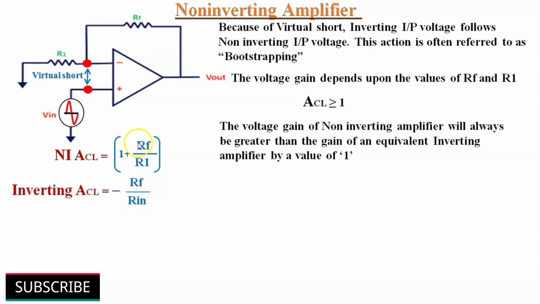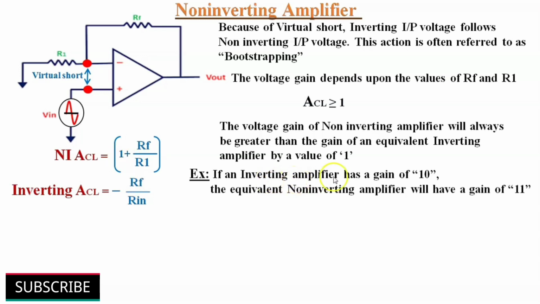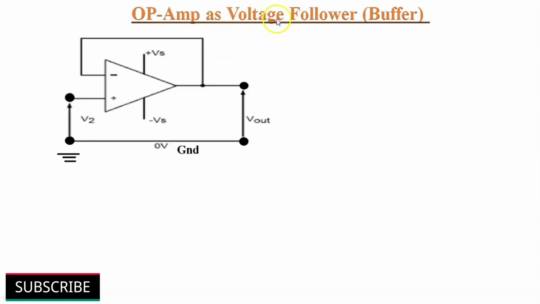If we observe the voltage gain formulas of both non-inverting amplifier and inverting amplifier, we can say that the voltage gain of non-inverting amplifier will always be greater than the gain of equivalent inverting amplifier by a value of 1. For example, if an inverting amplifier has a gain of 10, then the equivalent non-inverting amplifier will have a gain of 11.